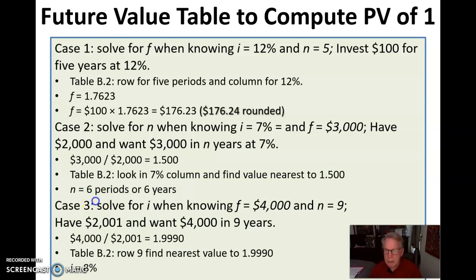And then in case 3, we solve for interest, where we know the future value is 4,000. N is equal to 9 years, and you have $2,001, and you want that to be $4,000 in 9 years. So in this case, we take that 2001 and divide it into 4,000, and we get 1.999, and we go into row 9. We find the nearest value to that. The interest rate is going to be 8%.